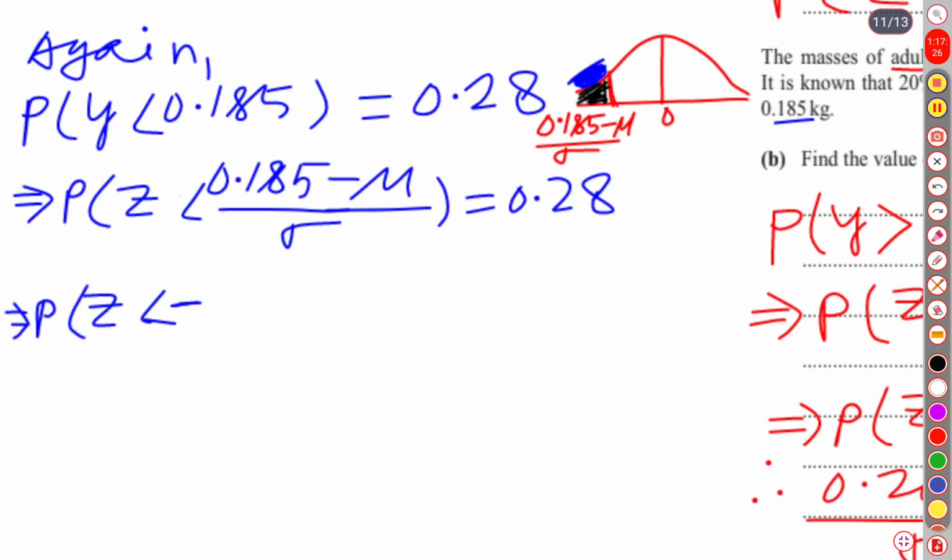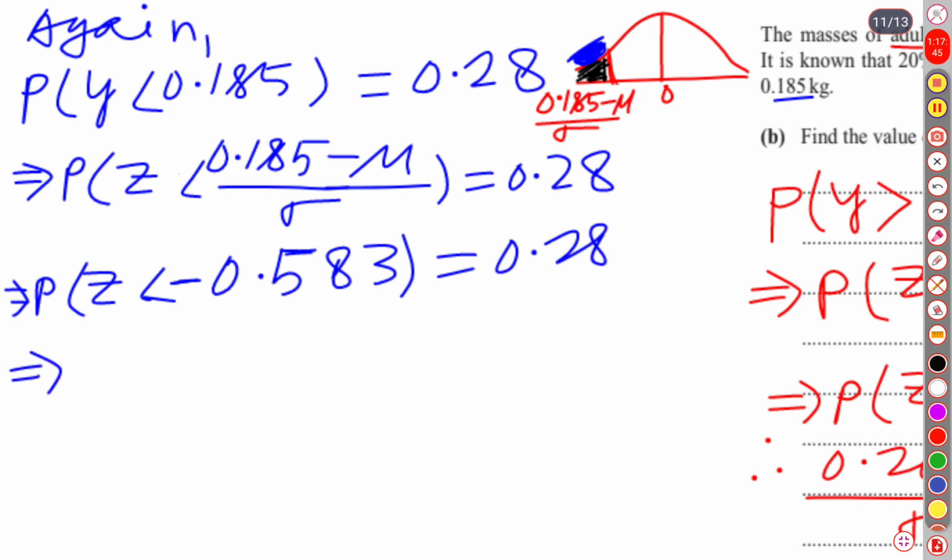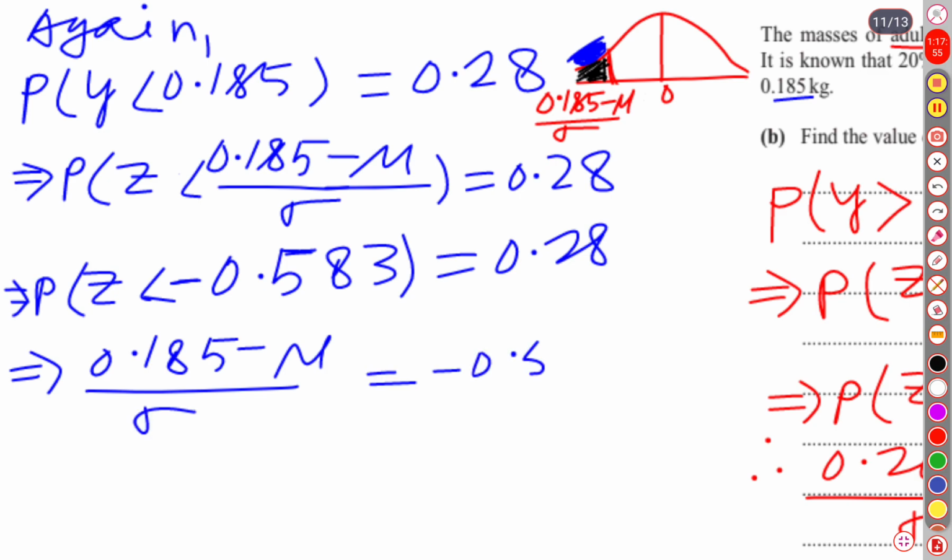Our z score is 0.583, negative, because the probability region is the tiny part. Now if we compare the z score, it is going to be 0.185 minus mu over standard deviation is equal to negative 0.583.